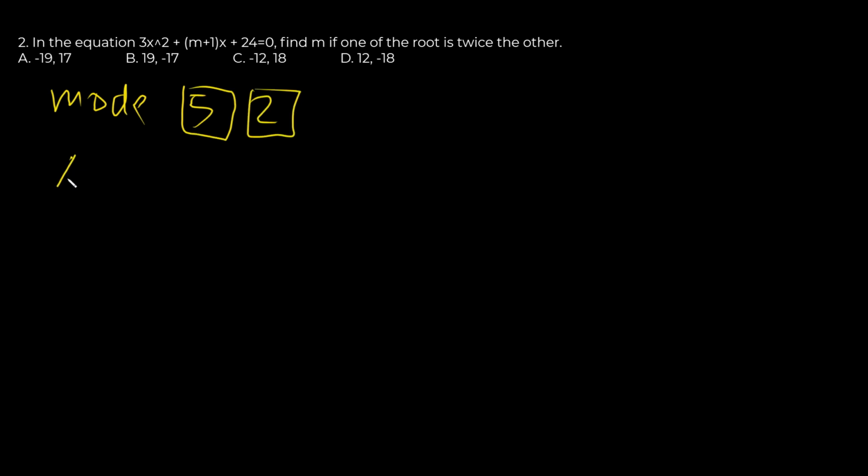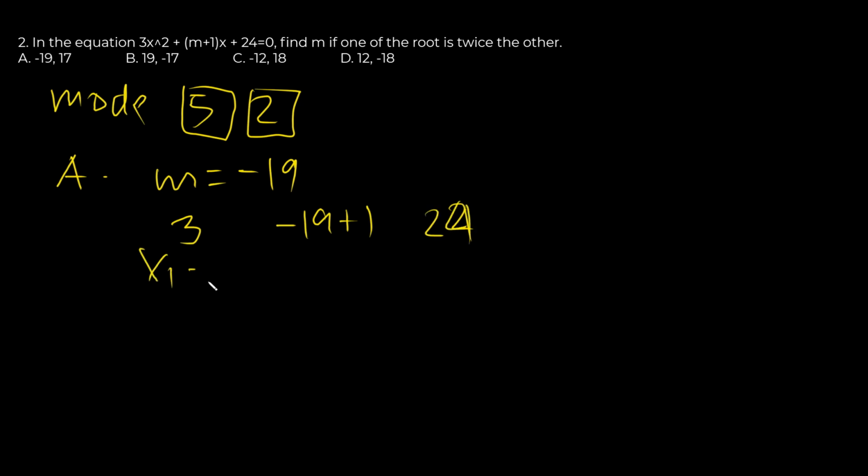So, let's say for example, for letter A, let's say m is equal to negative 19. So, what you type is 3, negative 19 plus 1, and 24. Okay? The result is x1 equal to 4 and x2 equal to 2. If you check, 4 is twice 2. So, negative 19 is correct.